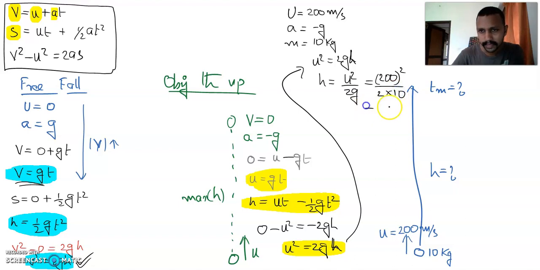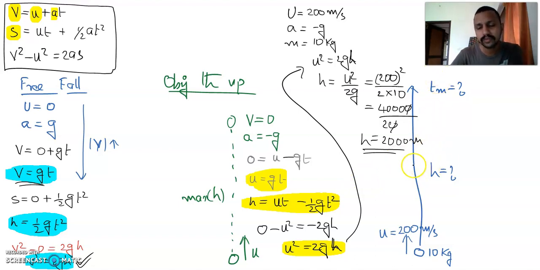Then we could write the answer. 200 square is 4 with 4 zeros, then divided by 20. 1 zero will get cancelled. Then it should be 2000 meter. h is 2000 meter.